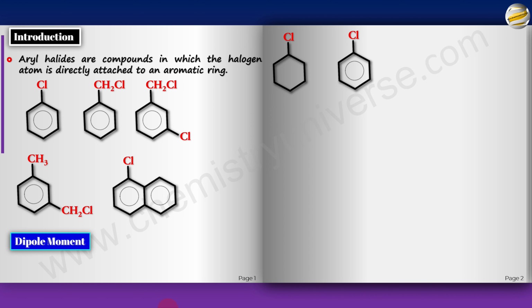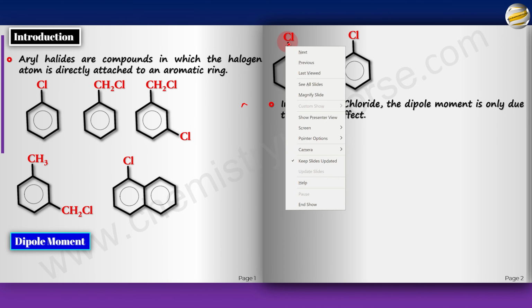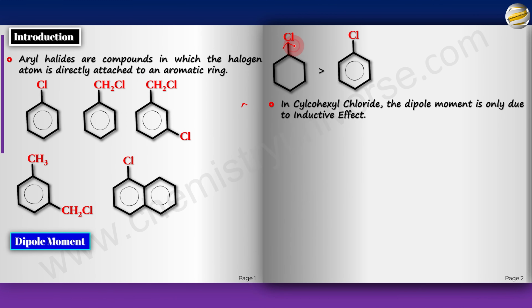Well, as it happens, it is chlorocyclohexane. In cyclohexyl chloride, the dipole moment is only due to the inductive effect. So basically, the dipole moment is in this direction. It goes up like this. So that is the dipole moment.